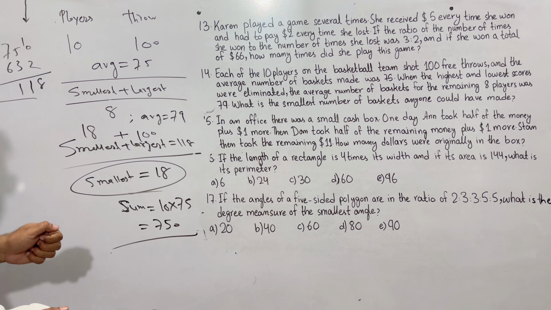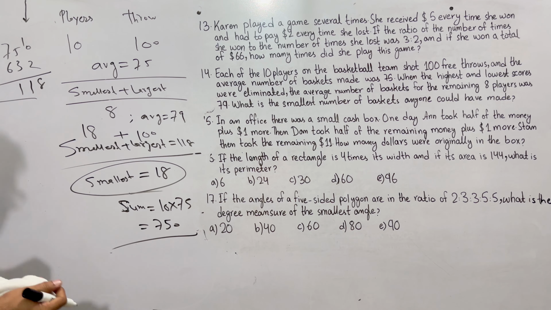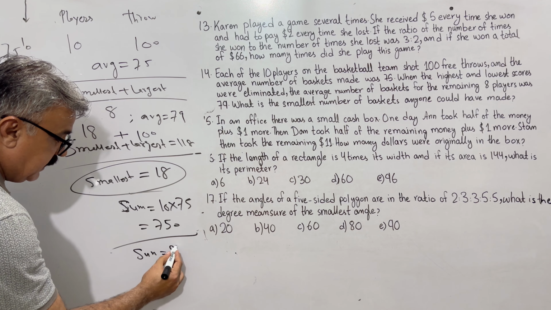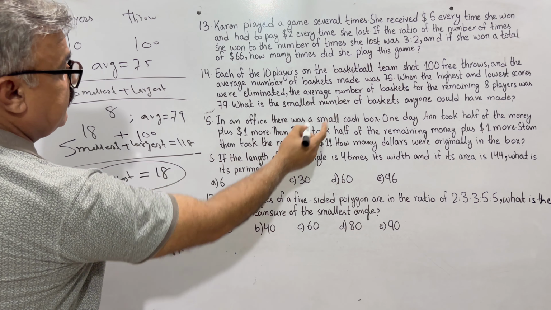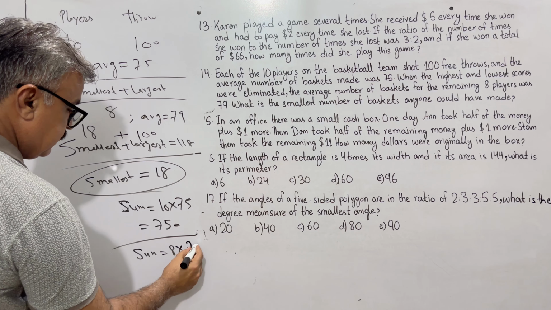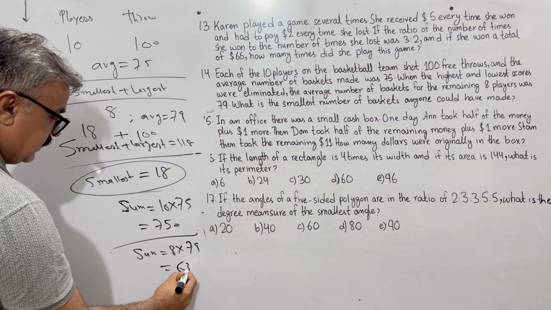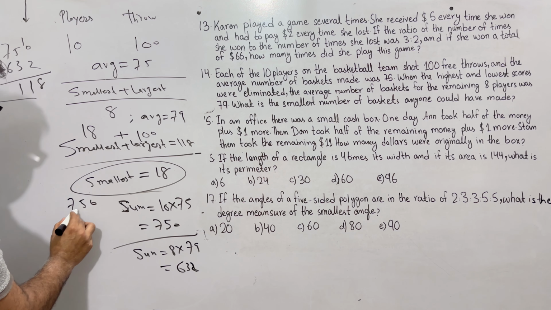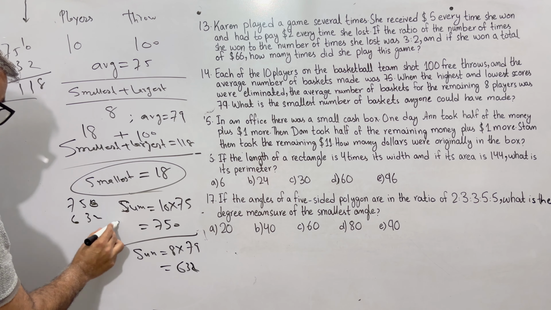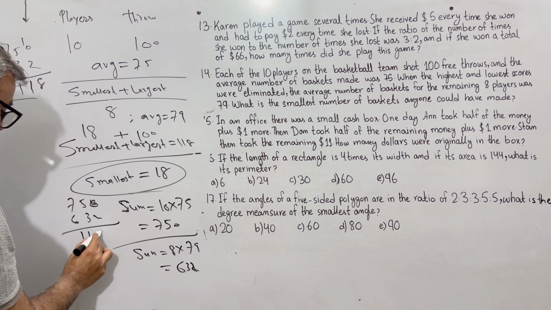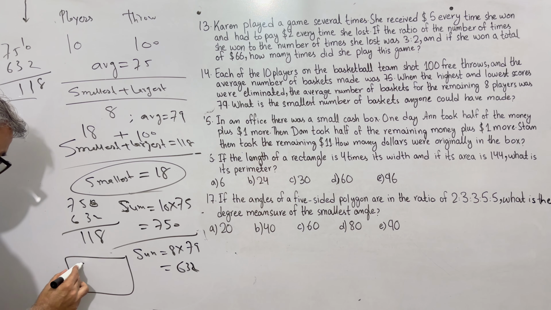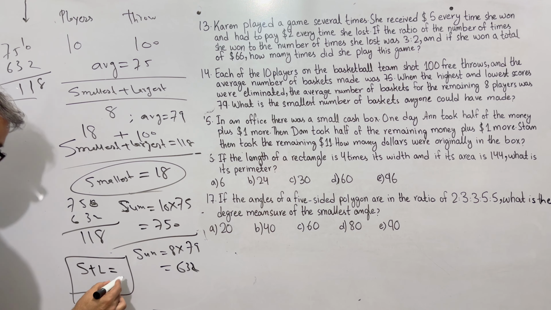While eliminating the highest and the lowest scorer, we have 8 players. So their sum is going to be 8 times their average, mentioned as 79. It will become 632. If we subtract them, 750 minus 632, it is going to be 118 that we have calculated. So that is the sum of smallest as well as largest.